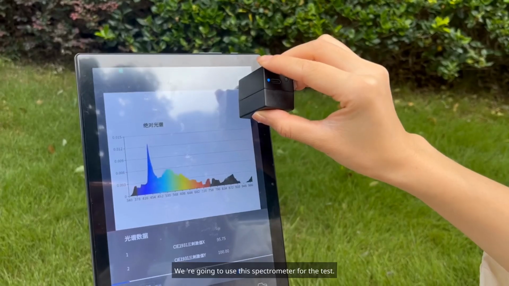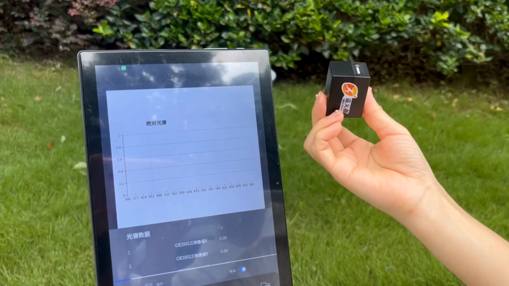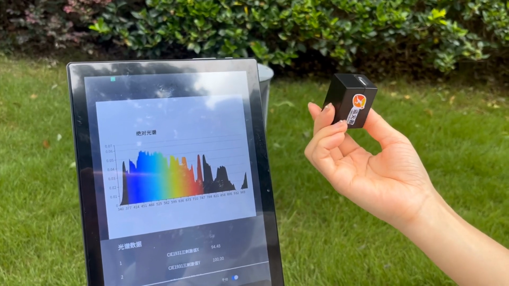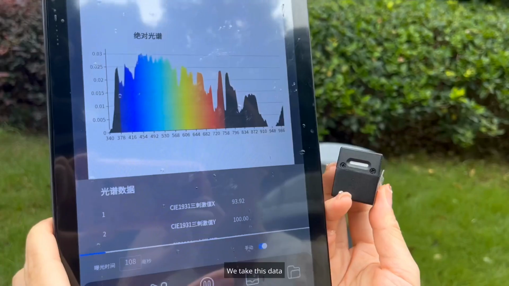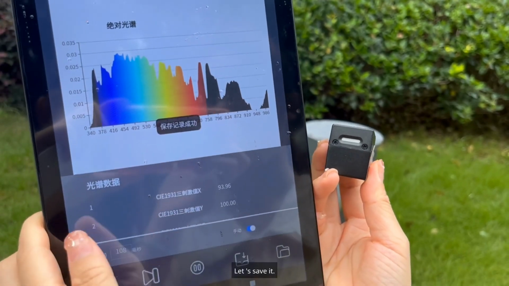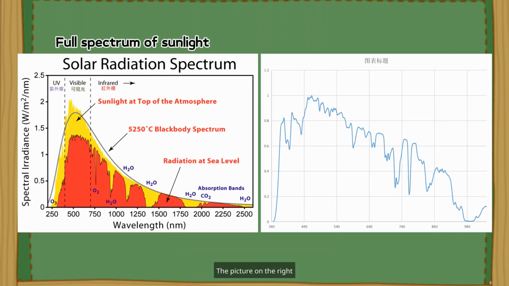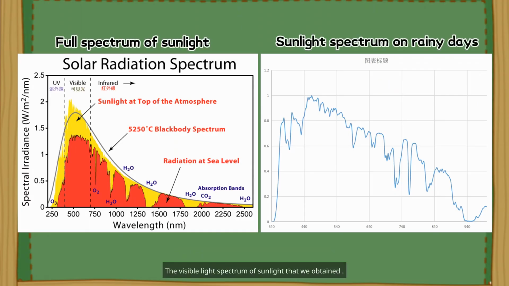Next, we're going to use this spectrometer for the test. This is the spectrum of sunlight on a cloudy day. We take this data, let's save it. The image on the left shows the full spectrum of sunlight. The picture on the right is the data we saved, the visible light spectrum of sunlight. As you can see, the spectrum of sunlight on a cloudy day has many peaks. This is because there are many different gases in the atmosphere. The absorption bands are different, which results in different absorption peaks.